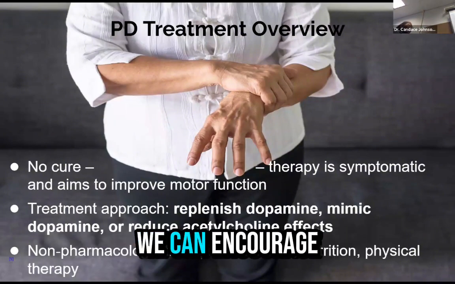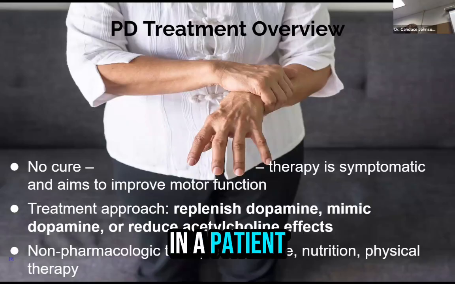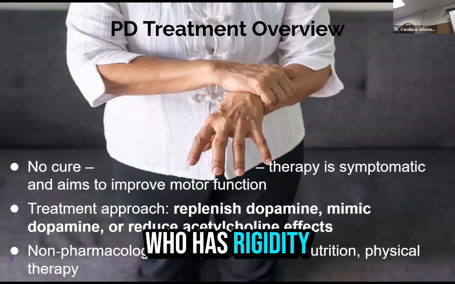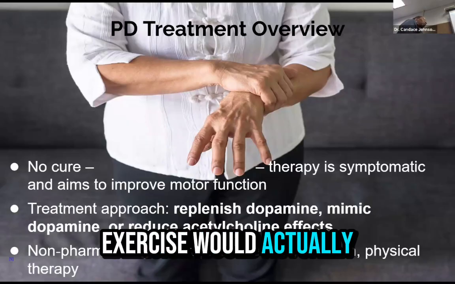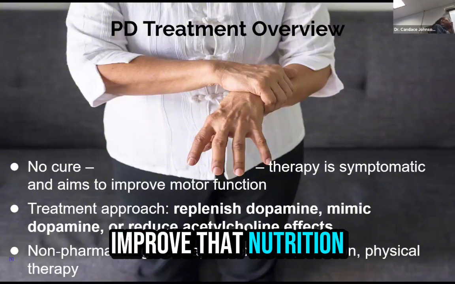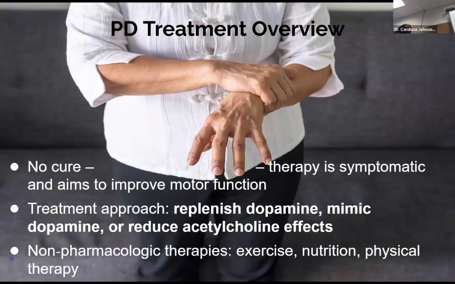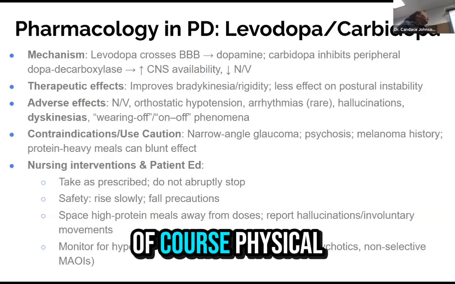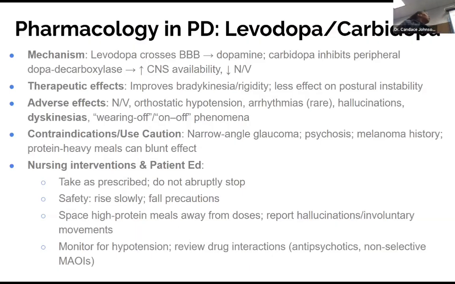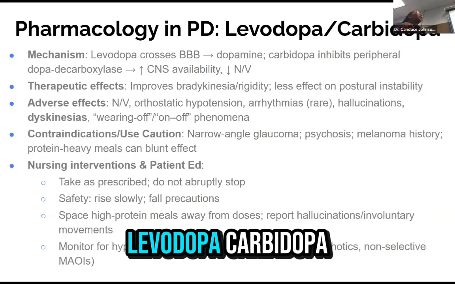Non-pharmacologically speaking, we can encourage more exercise in a patient who has rigidity or tremors. Exercise would actually improve that. Nutrition, right? Watching out for what, and you'll see some of the food connections in a moment. And then physical therapy, of course. All right, so levodopa, carbidopa.